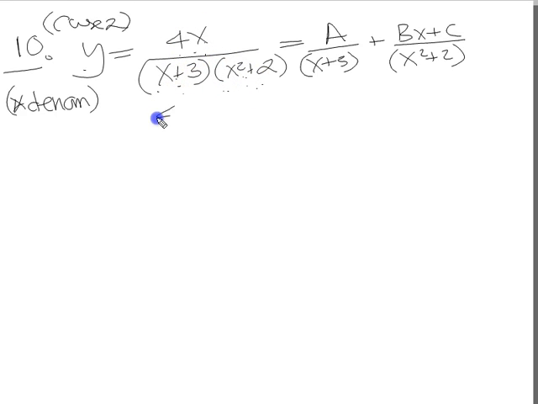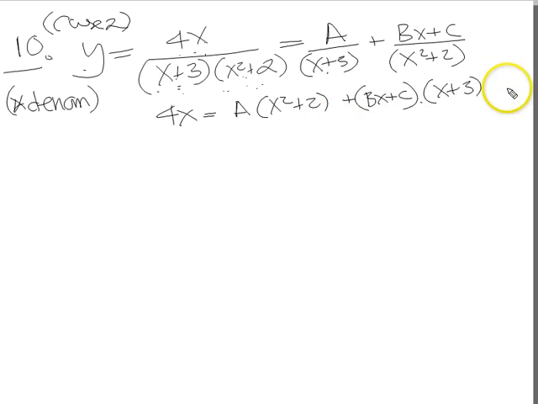On the left, we're just going to have 4x. On the right, times them by these two, we're going to have A. This will disappear, and you'll get x squared plus 2. Plus, now there's more than one term, so put a Bx plus C, and you need a bracket because there's more than one term there, because you're going to times it by something. When you times it by the denominator, the x squared plus 2 cancels, and it just leaves the x plus 3, doesn't it? So that comes up the top there.